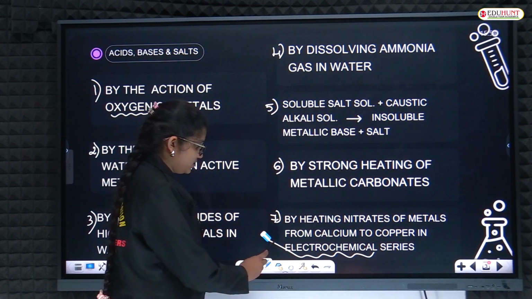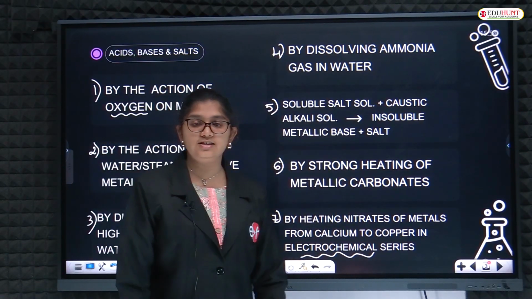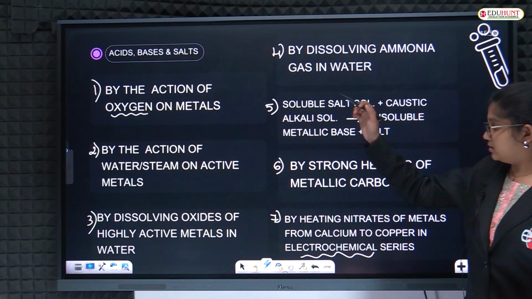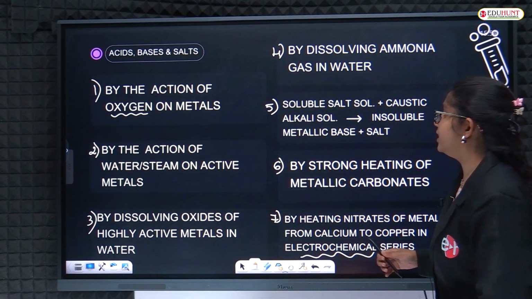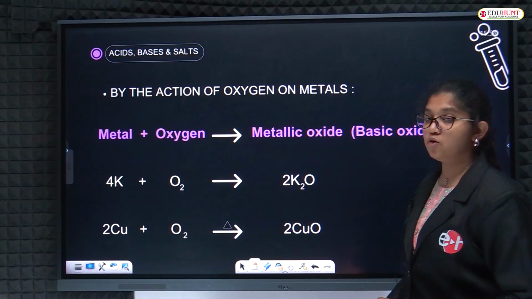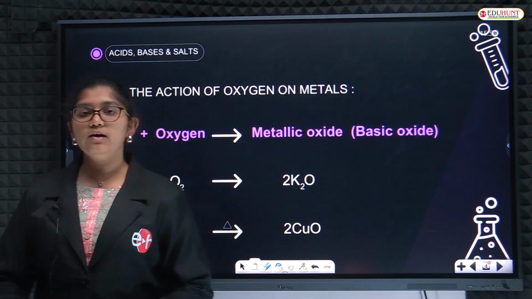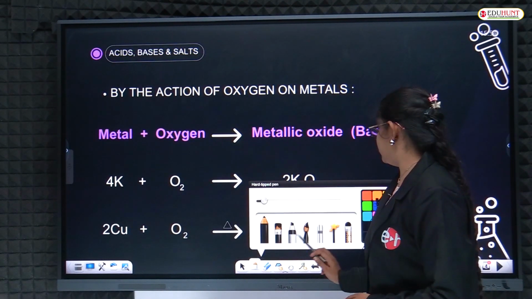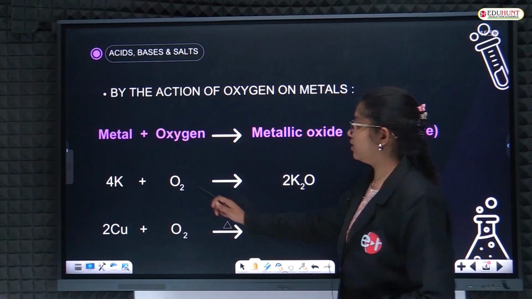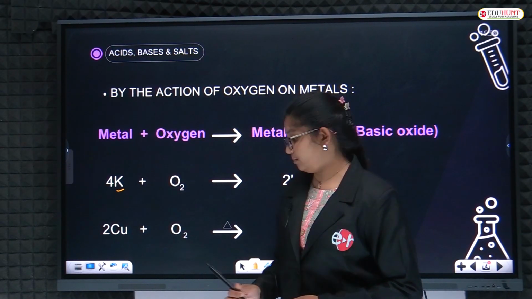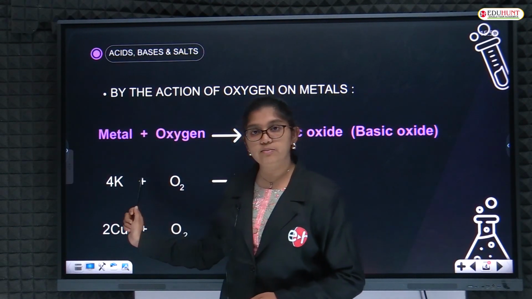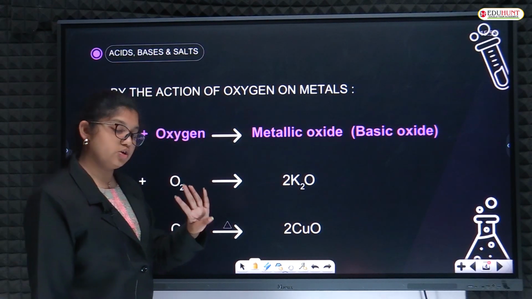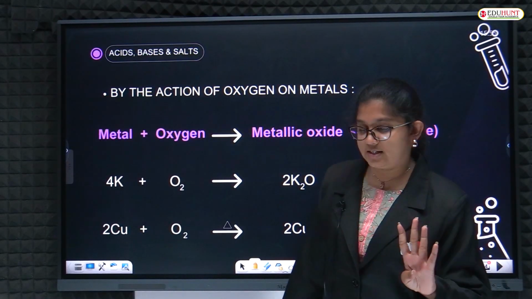Now we'll see one by one. Did you note down all the 7? Here we go with the first general method for the preparation of base, or alkali, that is by the action of oxygen on metals. How does oxygen act on the metal to give a base? A simple metal is taken, for example, potassium. 4K means it's a metal; K means potassium, and 4 means 4 such potassium atoms.